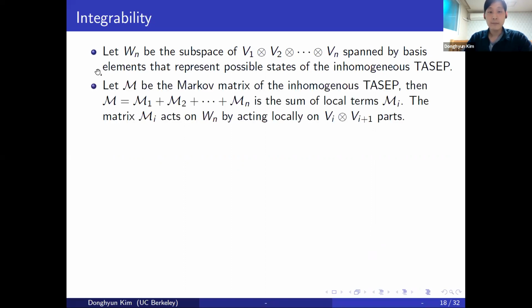Let M be the Markov matrix of the inhomogeneous TASEP acting on W_n. We can decompose the Markov matrix M as the sum of local terms M_i. Basically, M_i is the part that records the transitions of the inhomogeneous TASEP happening between neighboring positions i and i plus 1. So M_i acts locally on this part.